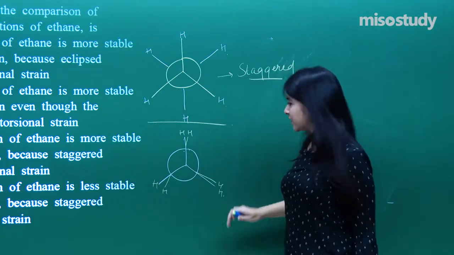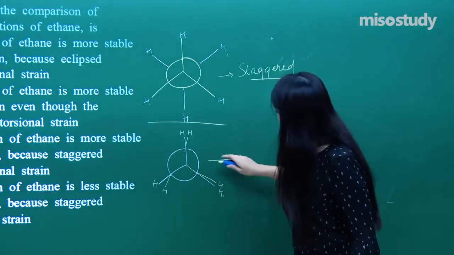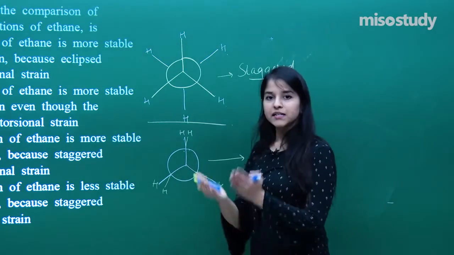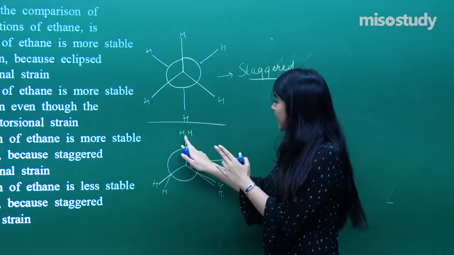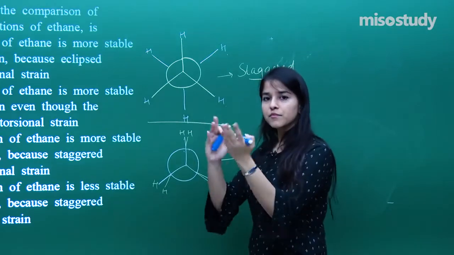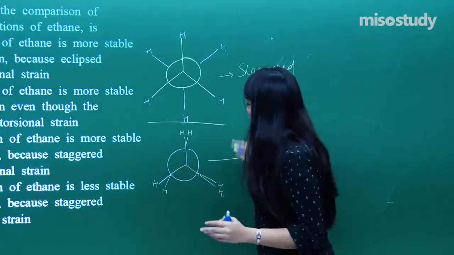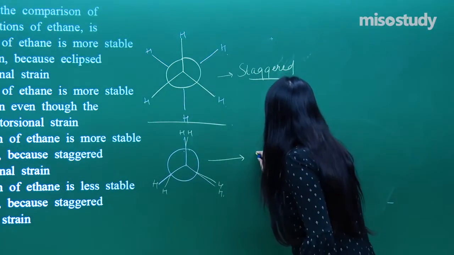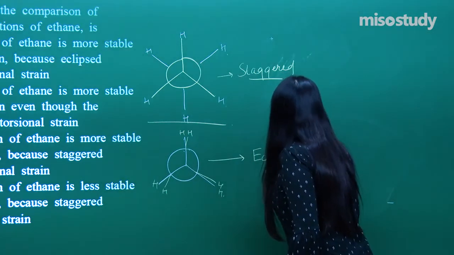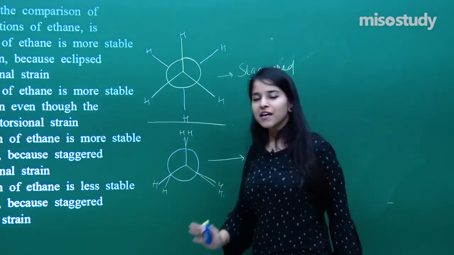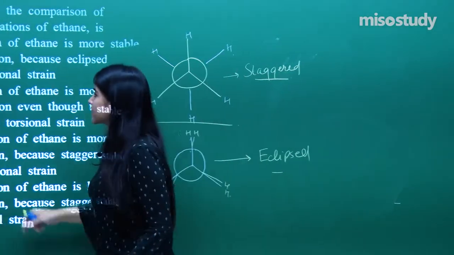And what do we have over here? We have the maximum repulsions. If you can see, the 2 hydrogens are lying parallel to each other, behind each other. So that is what we observe over here. It will be the eclipsed conformation. So we all know how to draw the eclipsed and staggered. Now let us analyze the options over here.